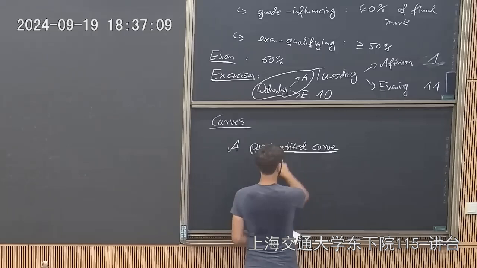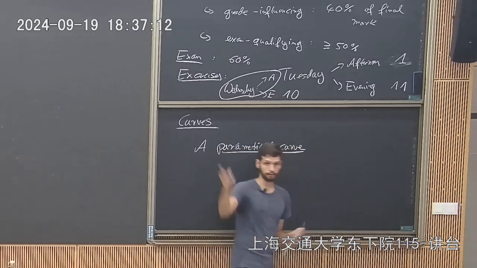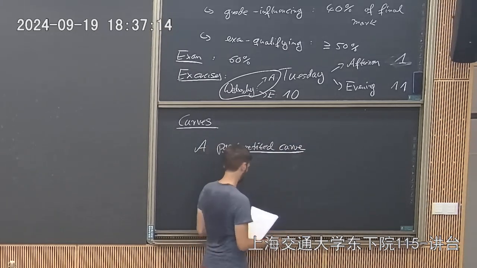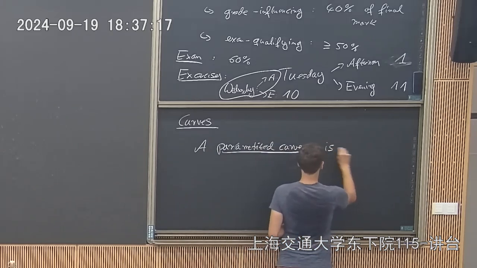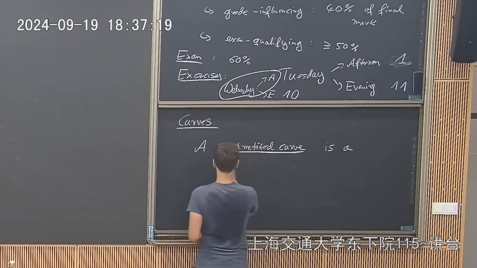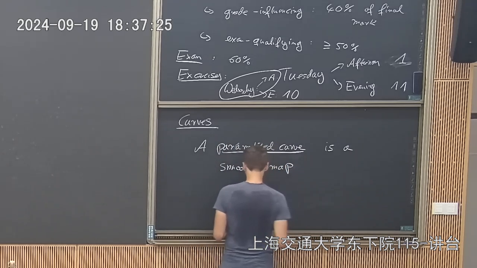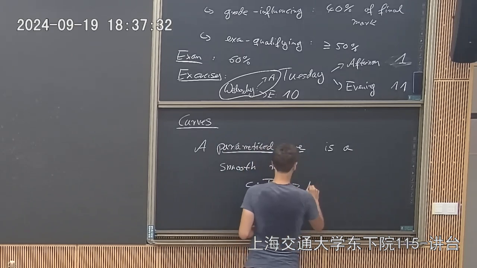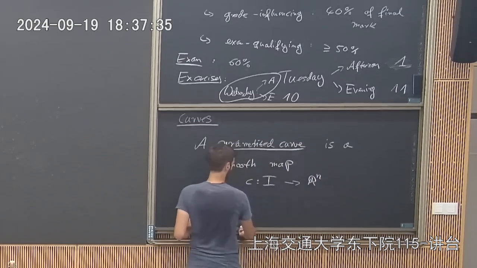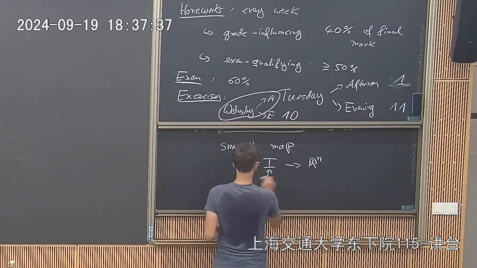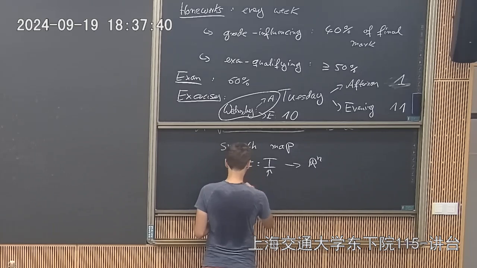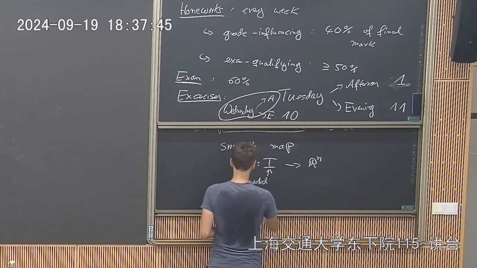So back to the curve. A parameterized curve is the idea that you have a particle that traces out some space. It's a smooth map, and I usually denote it by C, which is defined on some interval. This one is some open interval or some closed interval, so it's a connected interval.